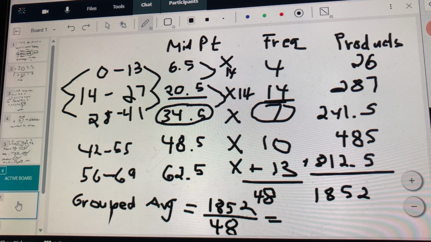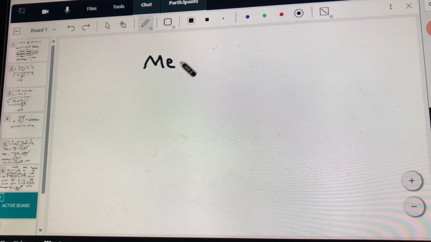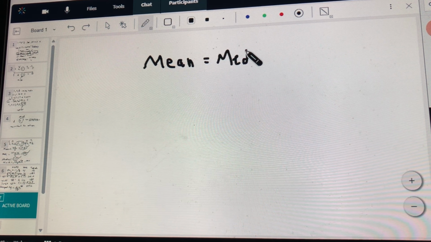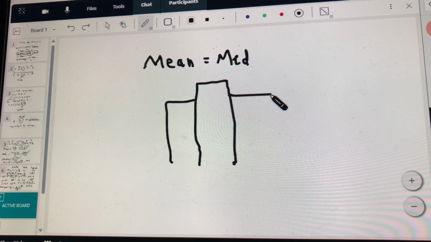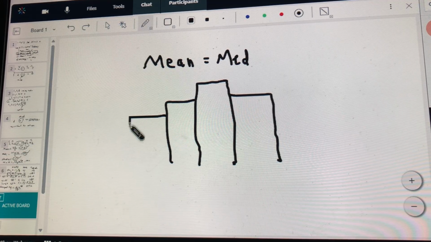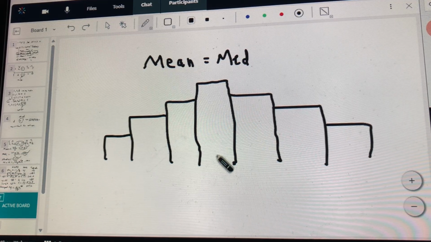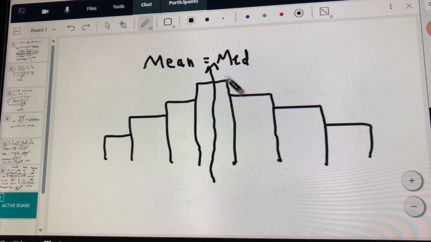So here's something you probably didn't know. If the mean and the median are equal to each other, which can happen, then they're both right smack dab in the middle in a histogram. And the histogram will be symmetrical, or at least approximately symmetrical. So if you make a histogram that's symmetrical, the mean and the median are literally both smack dab right down the middle when they're equal.